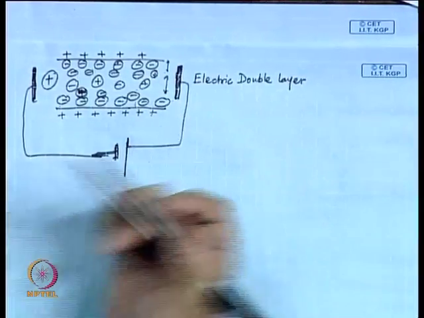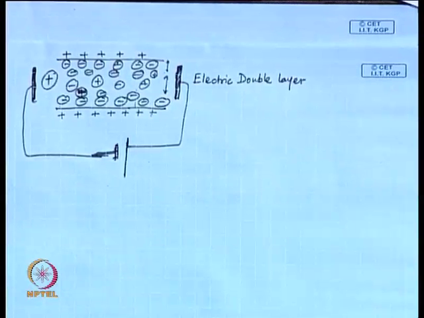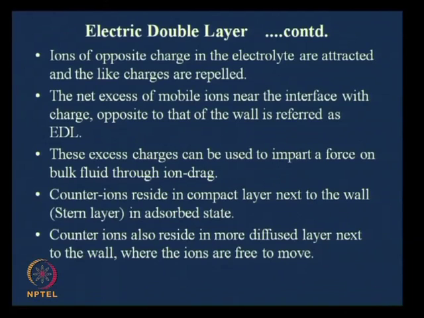This is generating. So if I look at the PowerPoint slide, what we see here is that the ions of opposite charge in the electrolyte are attracted and the like charges are repelled. The net excess of mobile ions near the interface with charge opposite to that of the wall is referred to as the electric double layer. These excess charges can be used to impart a force on bulk fluid through ion drag.